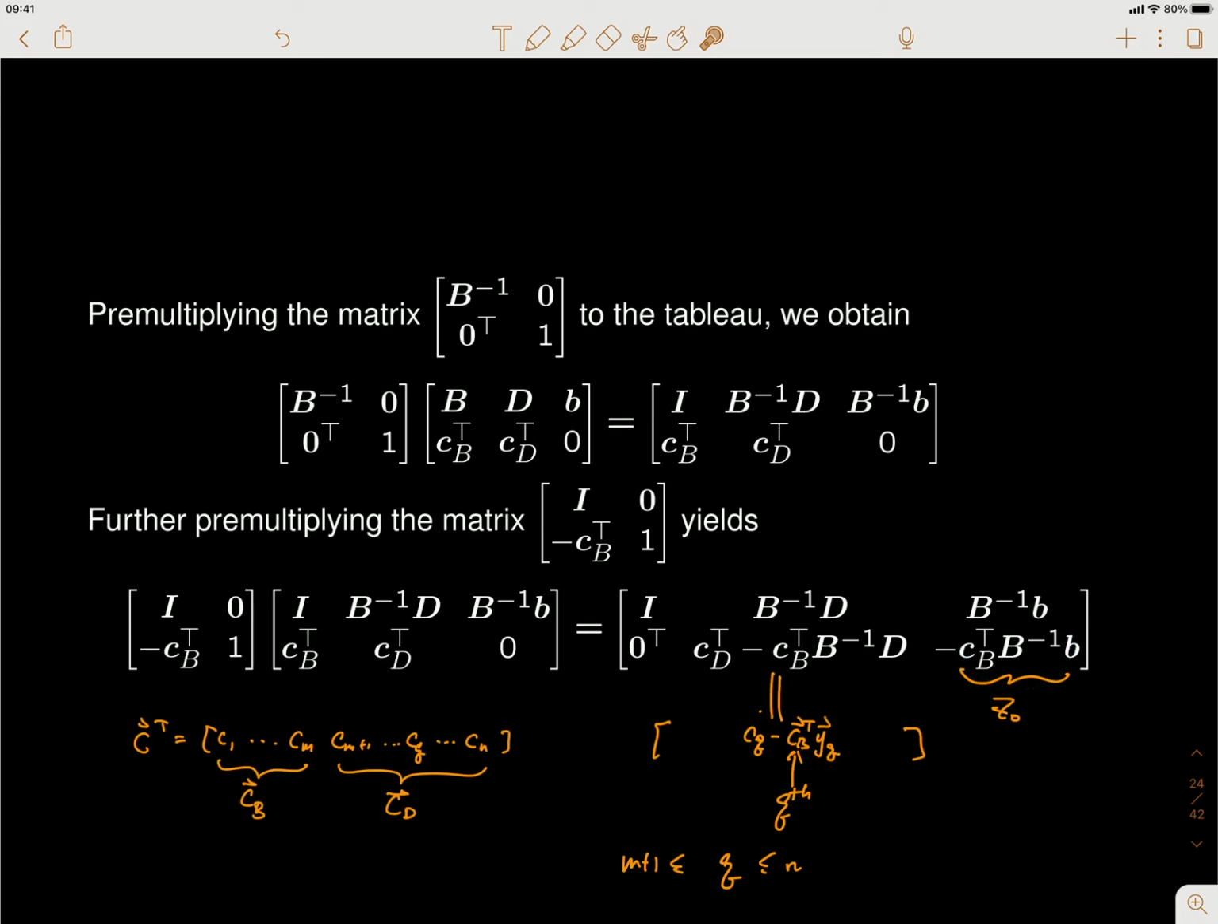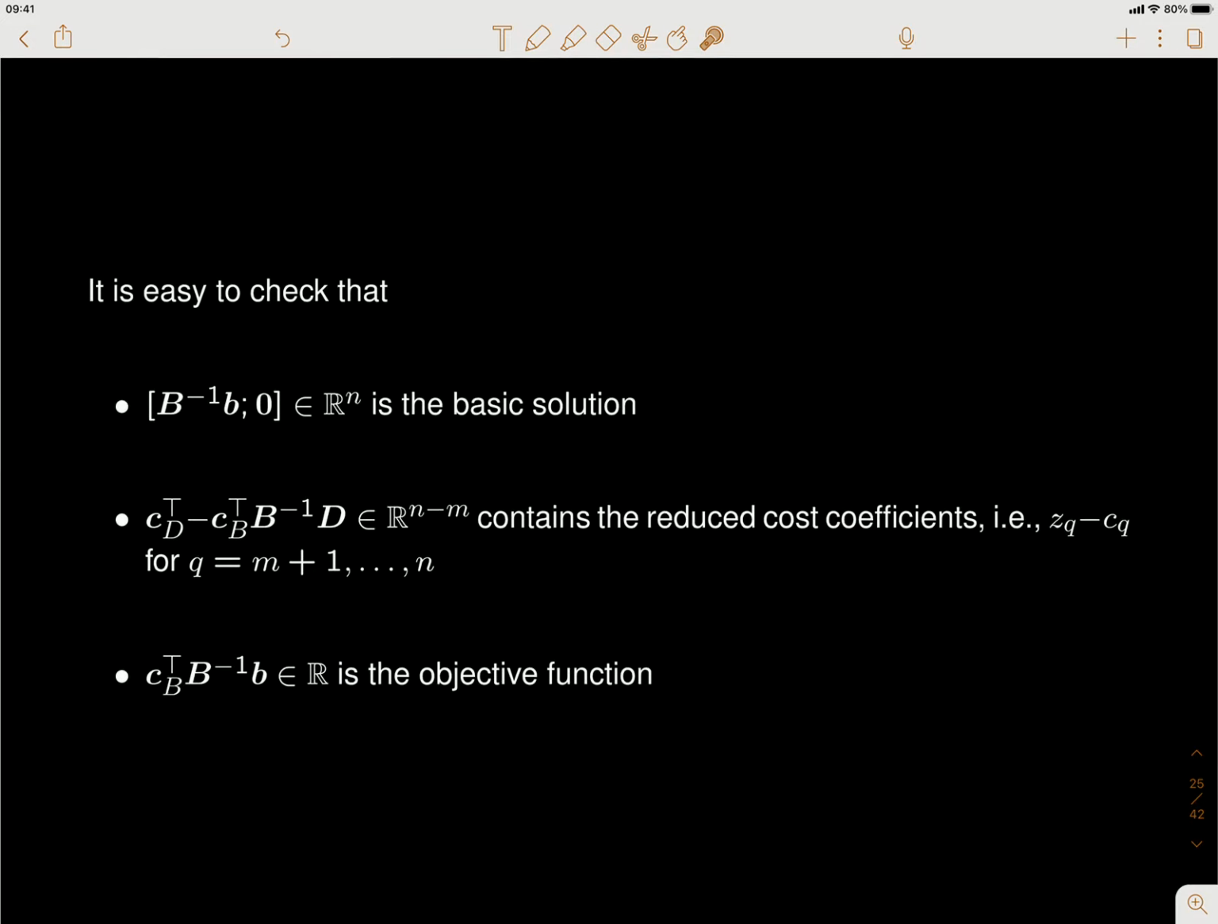And to determine which of the original basic columns to replace, we're going to check the corresponding values here and the Q's column in this matrix. So that's the thing that we're going to discuss next.